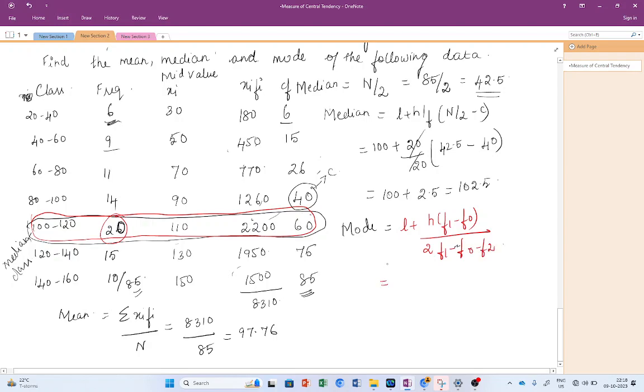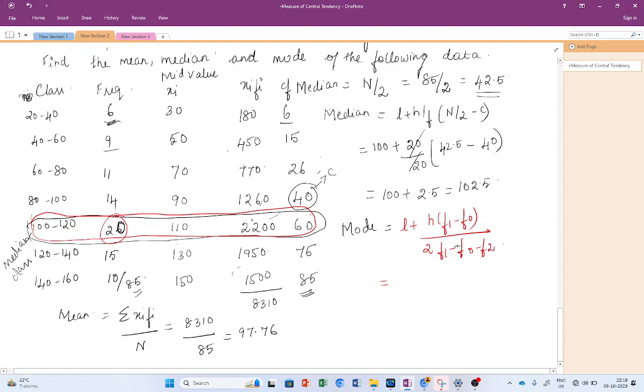Here one more thing is that your median class and modal class need not be the same. You can have different median and modal classes also. For this problem both the median class and the modal class are the same, but it is not necessary that they should always be the same.